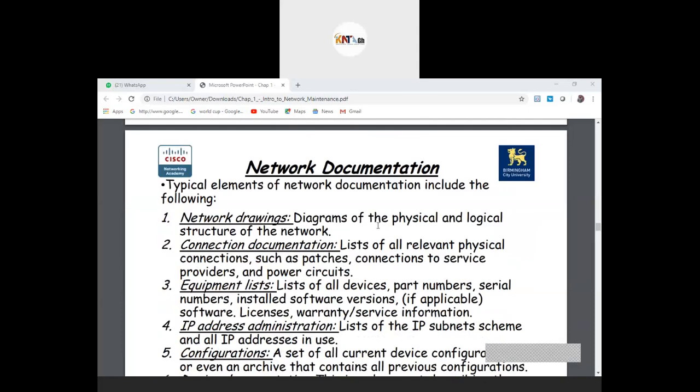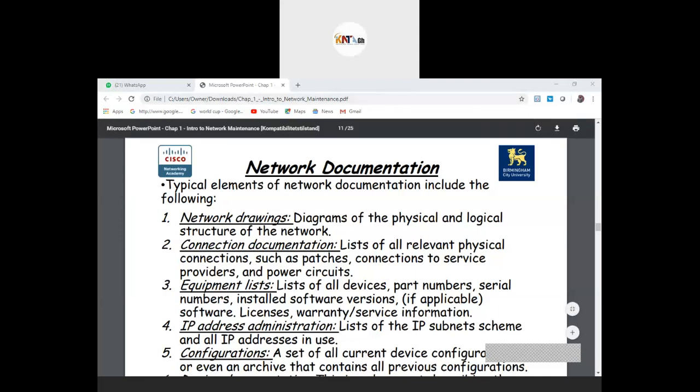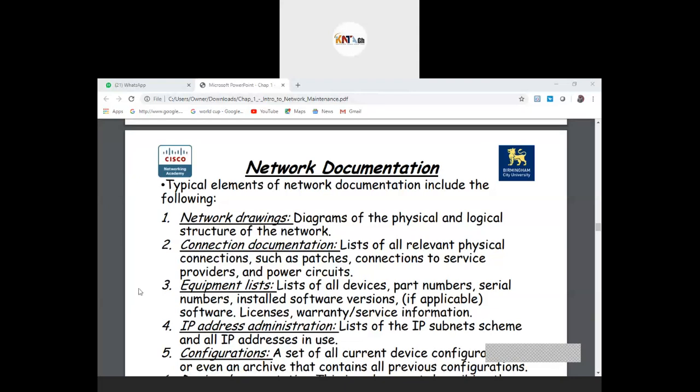Now, network documentation. This is a typical element of network documentation, and it includes network drawings. Last semester, I think I told you about them. Now, the diagrams of the physical and logical structure of the network.